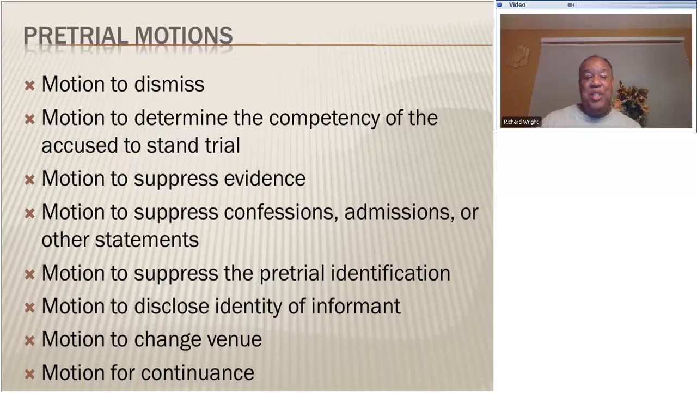Then sometimes competency is used when an individual appears not to have the ability to cooperate or assist counsel with providing information that can provide an adequate defense for that person. But anyway, that's one of the motions. And remember, this happens before the trial.